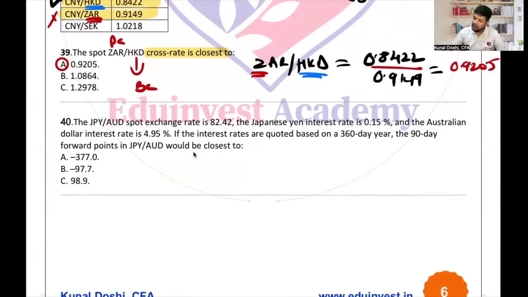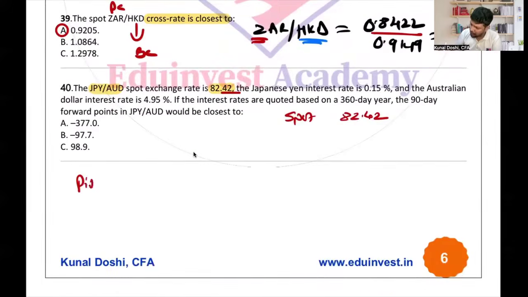Next, the Japanese yen AUD spot exchange rate is given to you as 82.42. So guys, they've given you the spot exchange rate as 82.42. How many decimals is it? 2 decimals. Okay. See, normally if you know pips, what is pips? Pips or points is the difference between forward and spot. Understood? Whatever is the difference between forward and spot, that is generally given in pips. If it is in 4 decimals or if it's in 2 decimals, it does make a big difference. I will tell you why.